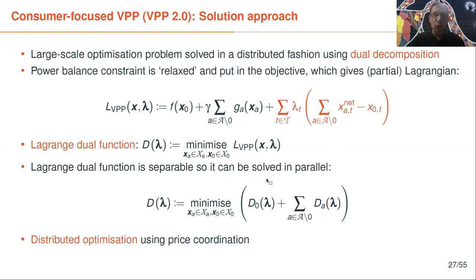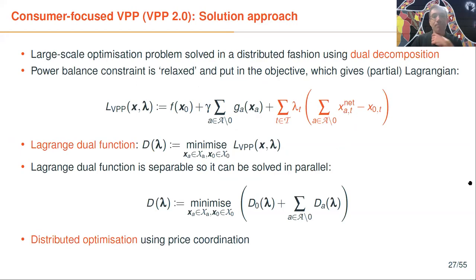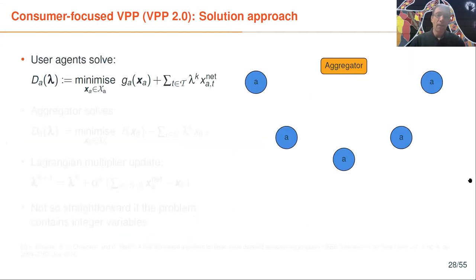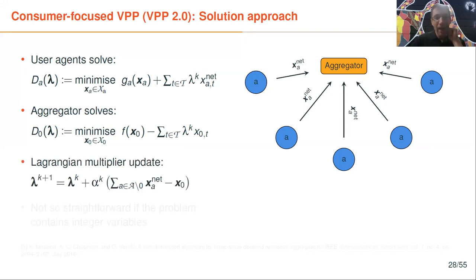Now, you can argue that when you have a large number of customers, possibly in the thousands, solving that centrally is not feasible. You can solve this problem in a distributed fashion where you use dual decomposition, and this effectively becomes a price-based coordination. In each iteration, you start with an initial price update, which is the dual variable associated with the power balance constraint. User agents optimize based on the existing price update. The aggregators do that for their own sub-problem, and they update those Lagrange multipliers. You can think of that as a new price. They send it back to the users, and after a couple of iterations, you reach a solution.